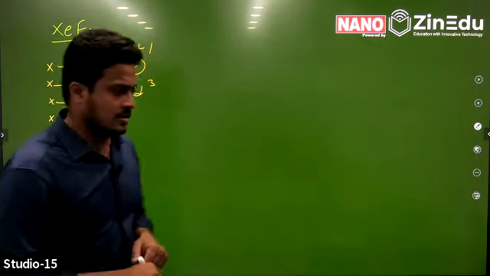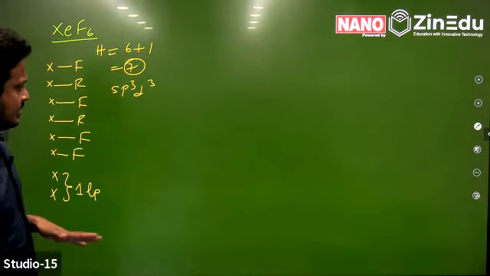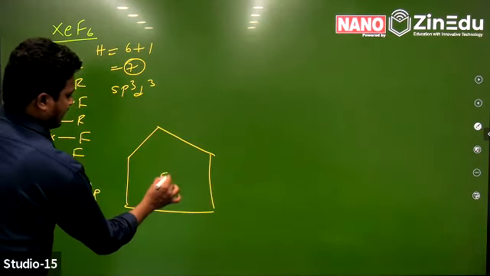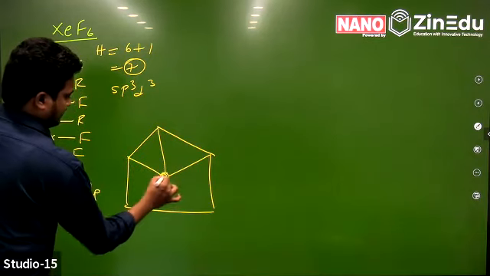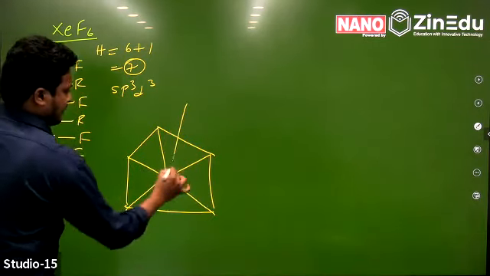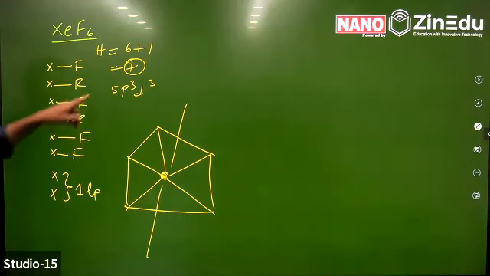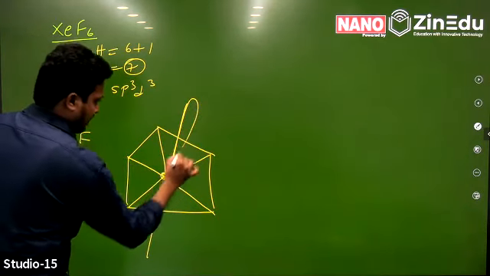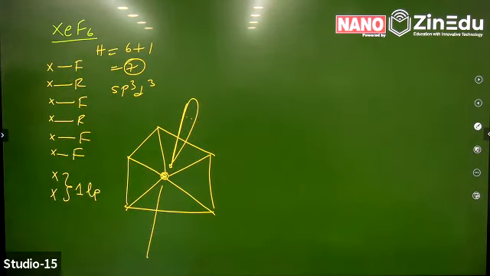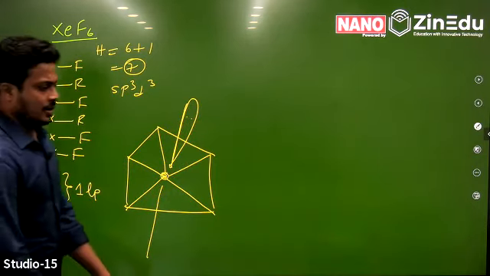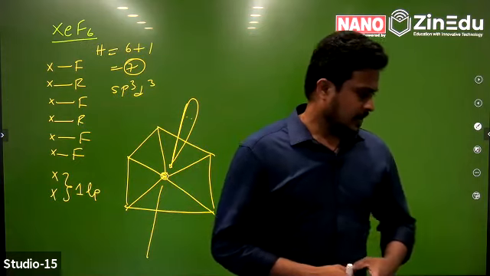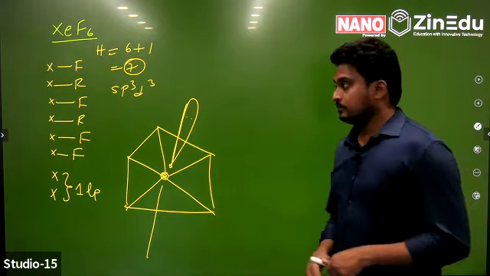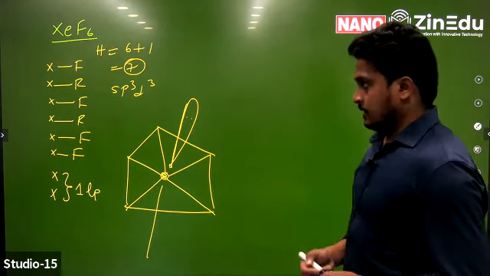The shape for sp3d3 hybridization is pentagonal bipyramidal, like this. Here is the central atom, this is pentagonal, and these are the pyramidals. But here we have 1 lone pair, right? If you consider the lone pair, this is distorted octahedral geometry.